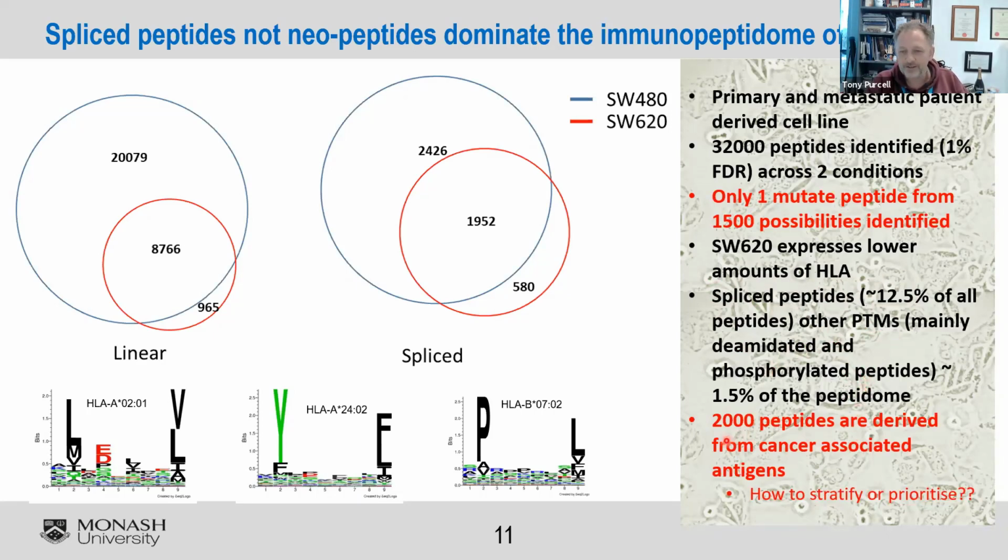The other point is that around 2,000 of these peptides are derived potentially from cancer-associated antigens. And the big question comes then when you see so many is, how do you stratify or prioritize these for any sort of clinical studies?